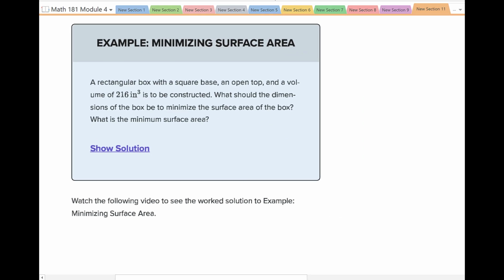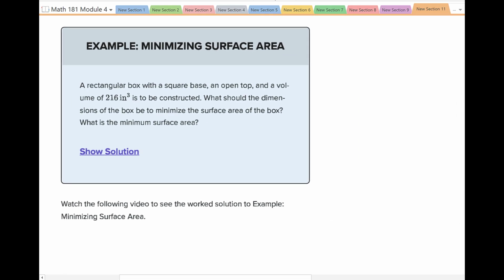Now we're going to minimize surface area. We have a rectangular box with a square base and an open top. So draw the box. Doesn't look very square, but call that X. Call that X. Call this Y.